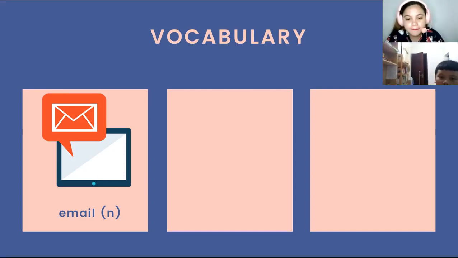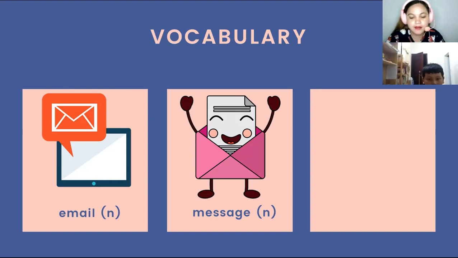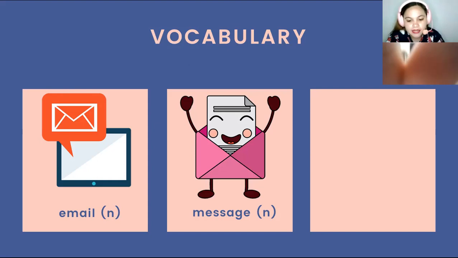Okay, next one. This one is a message. So what's a message? And the phone has that. Yes, that's correct. So message, it means you can do this one by using your phone or the internet also like Zalo.